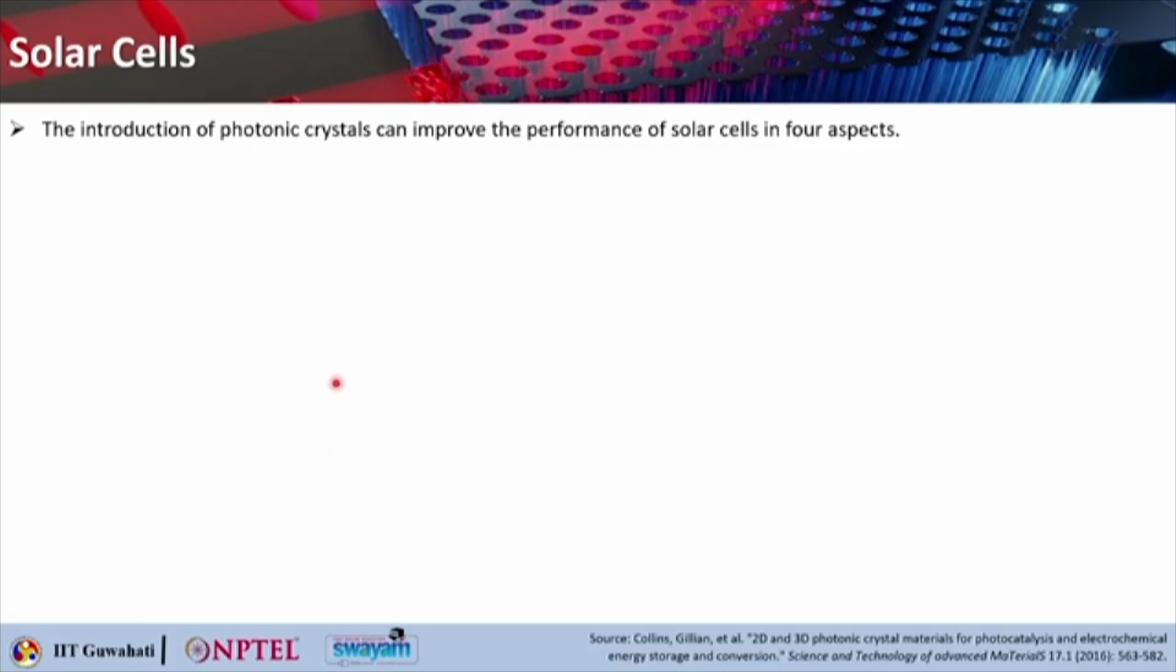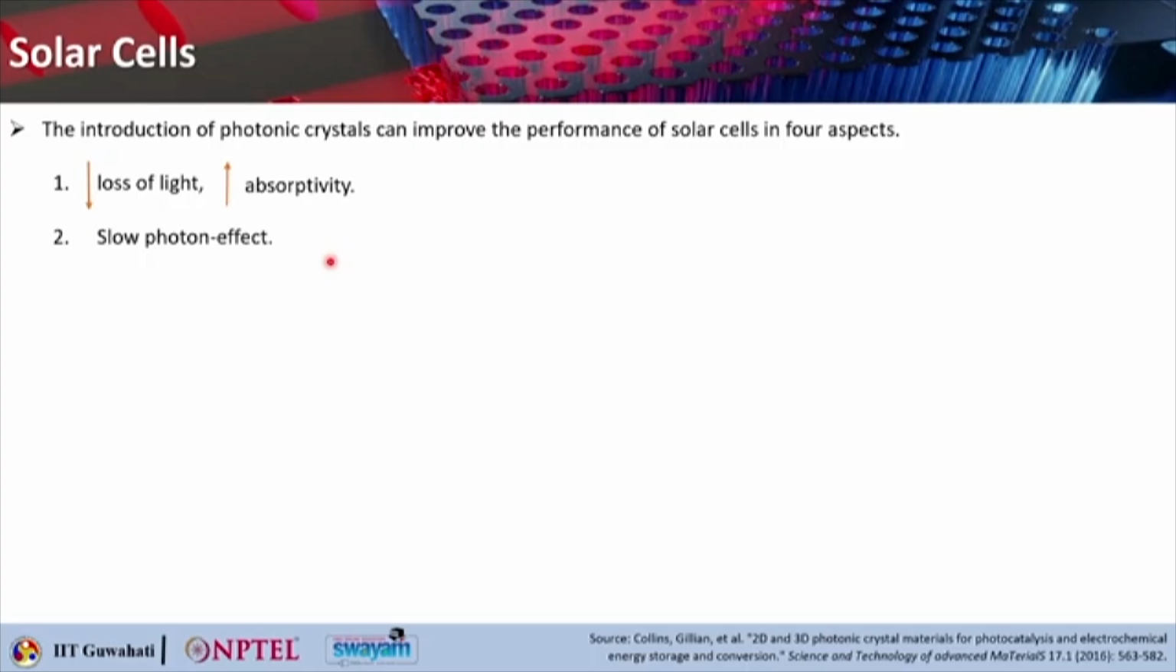So when you introduce photonic crystals in solar cells, it can improve the performance of solar cells in 4 aspects. The first is loss of light, okay. So you can actually employ photonic crystals as back mirrors, so it can reduce the loss of light and can increase the absorptivity. Secondly, we have discussed the slow photon effect.